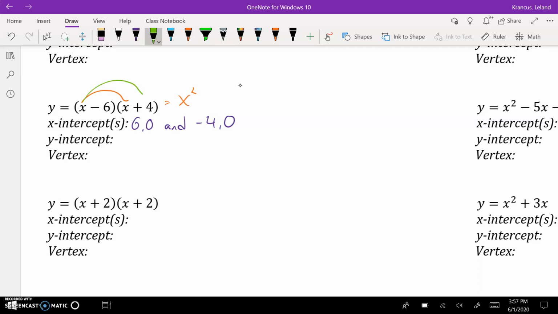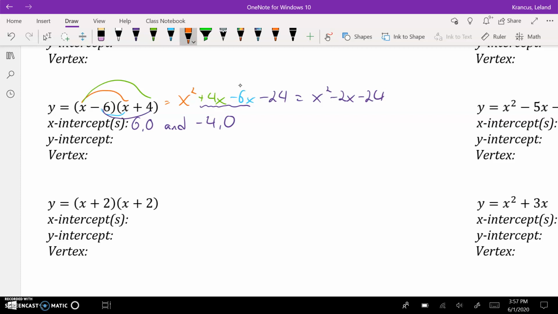x squared. x times 4 is 4x. Negative 6 times x is negative 6x. And negative 6 times negative 4 is negative 24. So when I simplify this down, I get x squared minus 2x minus 24. So the minus 2x is 4x minus 6x. That's combining like terms to get 4 minus 6 is negative 2.